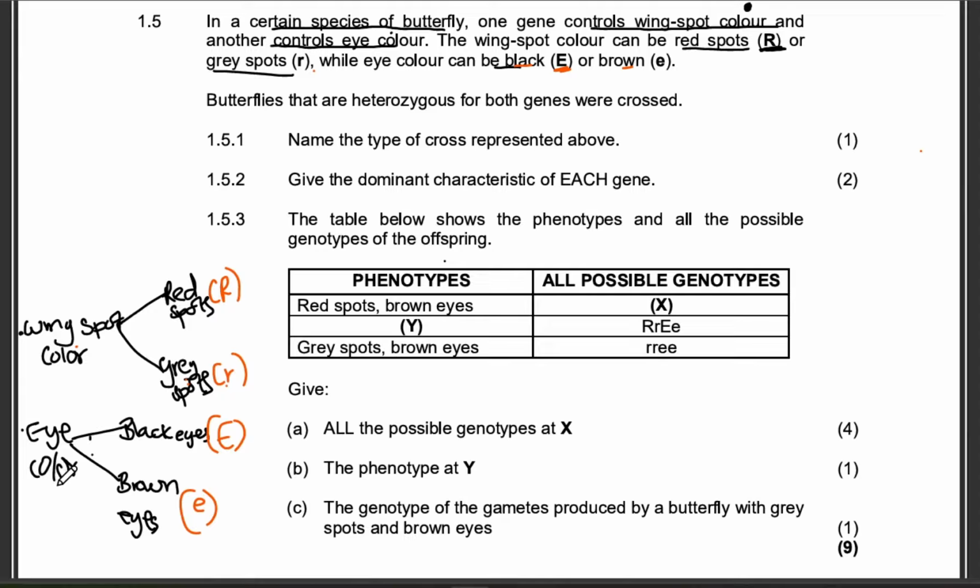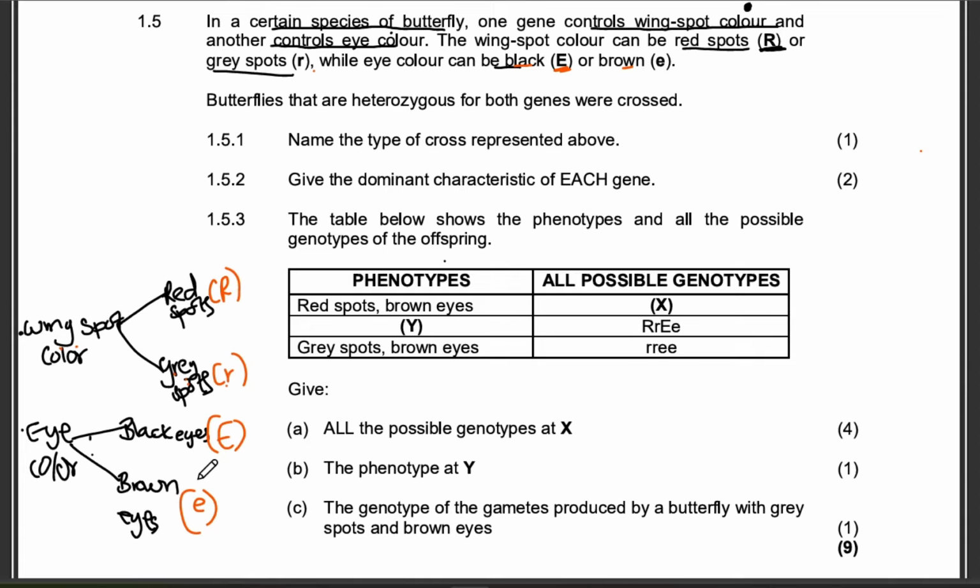So again, in a dihybrid cross, you need to know that you're going to receive two traits, and each trait is going to have its own letter. So the two traits that we're having is the wing spot color that received letter R and the eye color that received letter E. The only difference is in each trait there'll be two alleles and the size is going to differ. The dominant one will receive the uppercase and the recessive one is going to receive the lowercase of that same letter. So you need to be able to do this in your test and also in your exam before you look at the questions.